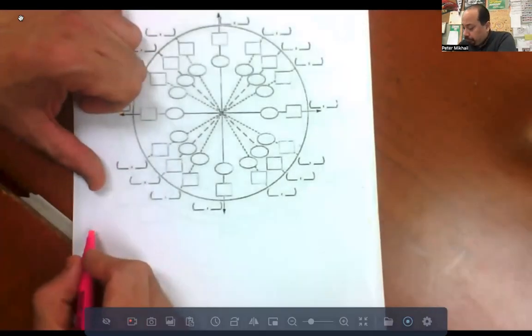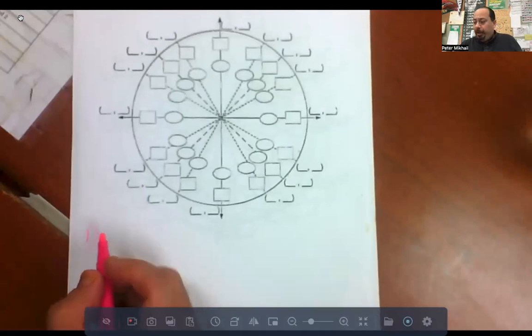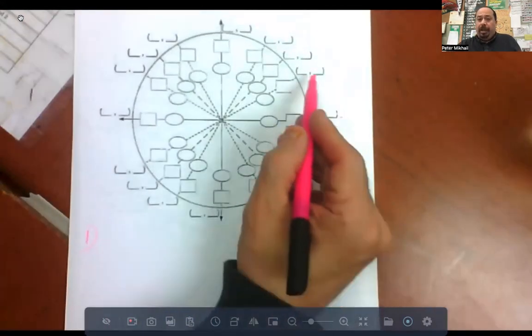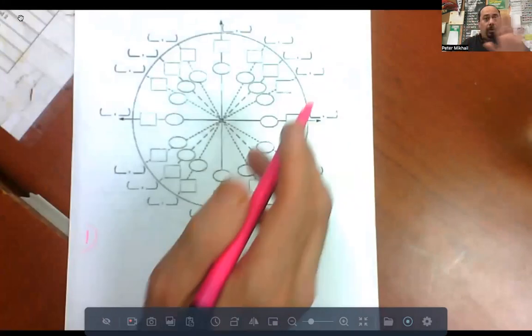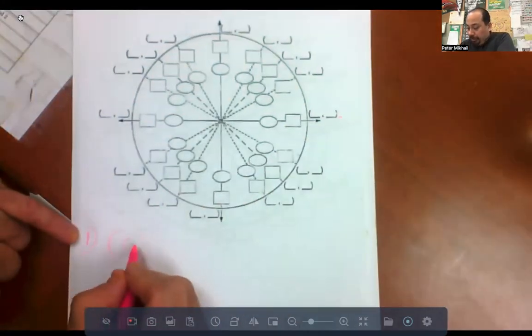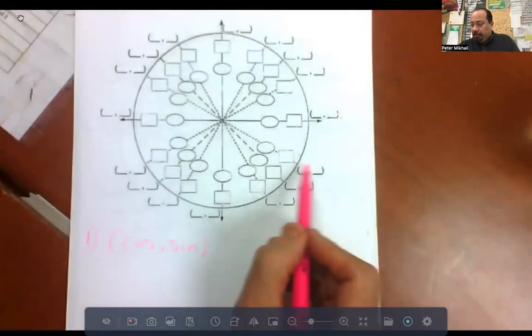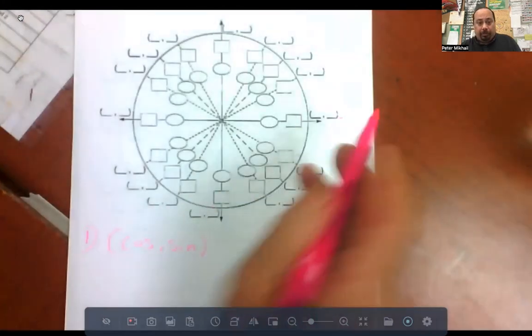Number 1, every pair here is made of cosine and sine. No more x and y. The coordinate pair is now cosine and sine. So everything here is cosine, sine, cosine, sine, cosine, sine, all of them.